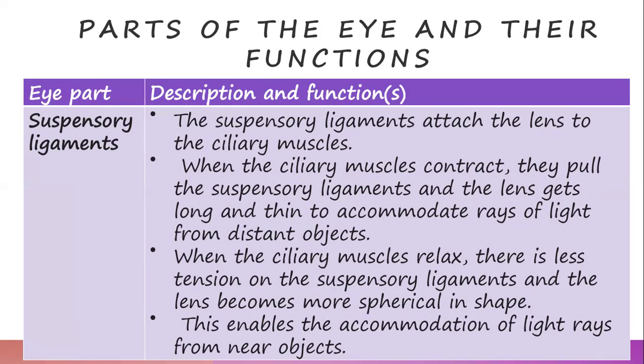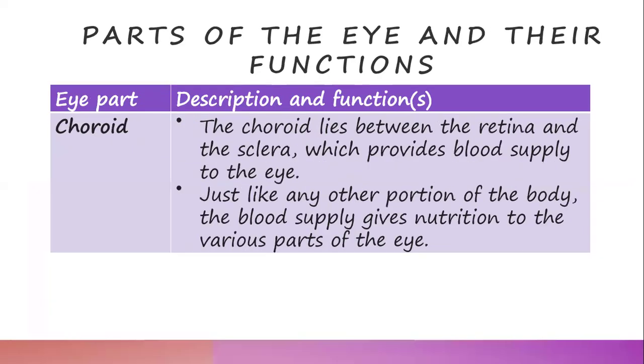The other part is the suspensory ligaments. The suspensory ligaments attach the lens to the ciliary muscles. When the ciliary muscles contract, they pull the suspensory ligaments and the lens gets long and thin to accommodate the rays of light from distant objects. When the ciliary muscles relax, there is less tension on the suspensory ligaments and the lens becomes more spherical in shape. This enables the accommodation of light rays from near objects.